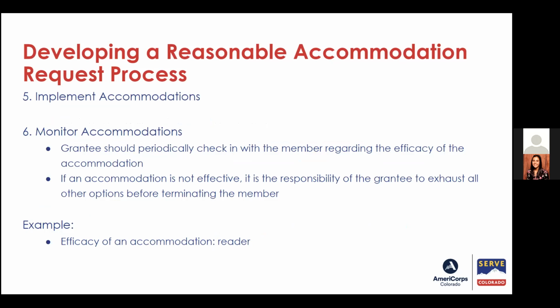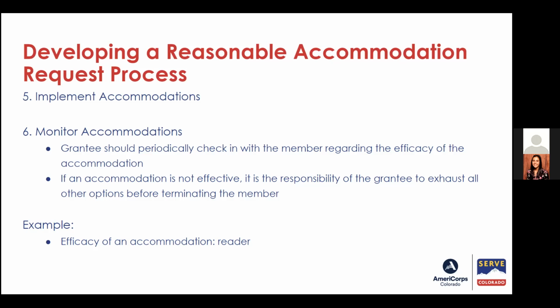So after choosing an accommodation, the next steps are to implement and monitor it. You as the grantee should be regularly checking in with the member to make sure that the implemented accommodation is actually effective and provides the member with an equal experience as other similarly situated members. If the accommodation is deemed ineffective, it's your responsibility to exhaust all other options before terminating the member or taking any further action.